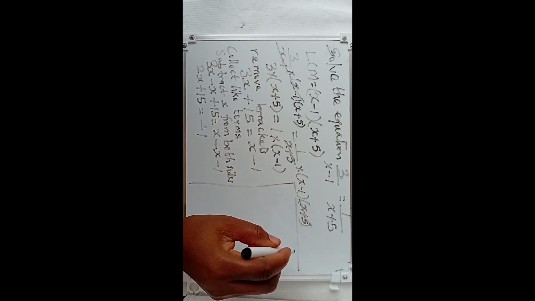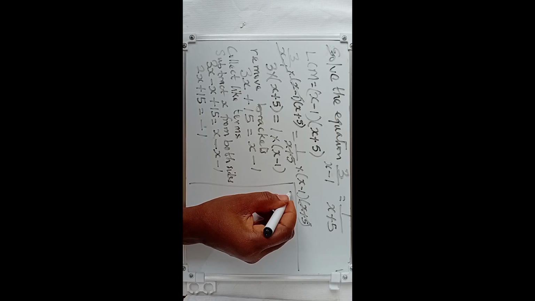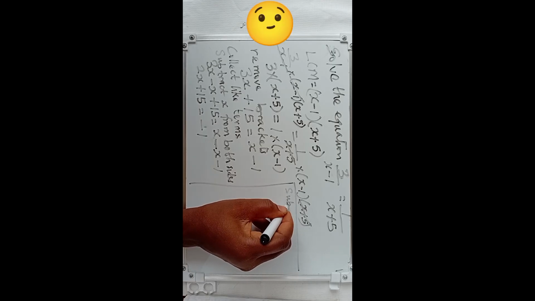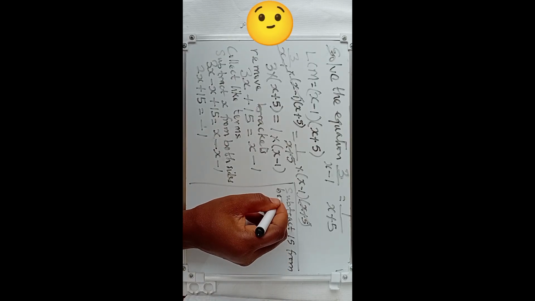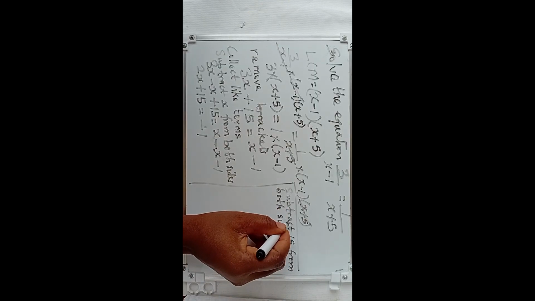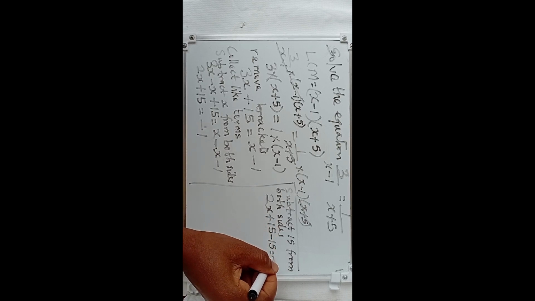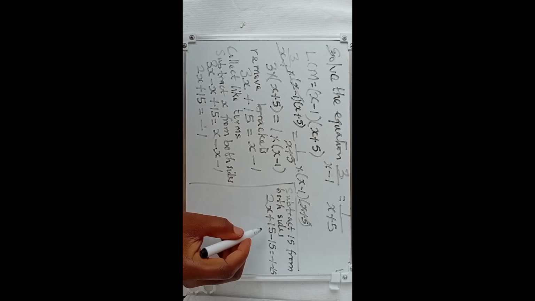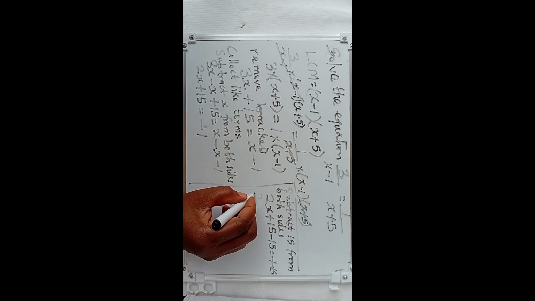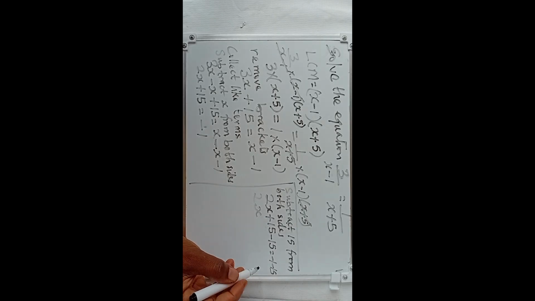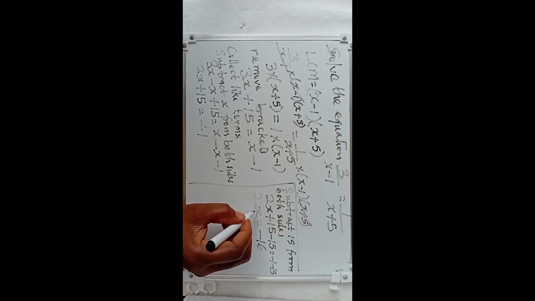We want to move plus 15 to the right hand side. So we subtract 15 from both sides. This gives us 2x plus 15 minus 15 equals minus 1 minus 15. Plus 15 minus 15 is 0. We are left with 2x here. Minus 1 minus 15 will give us minus 16.